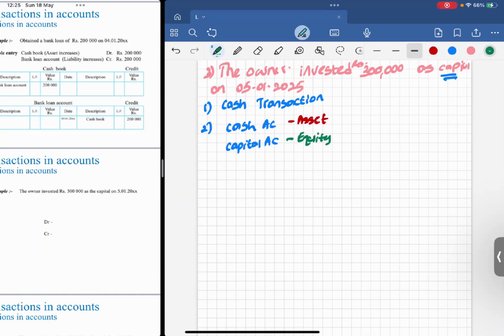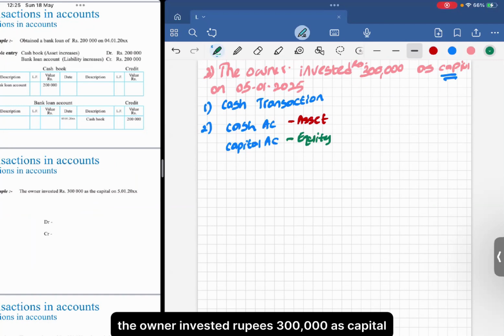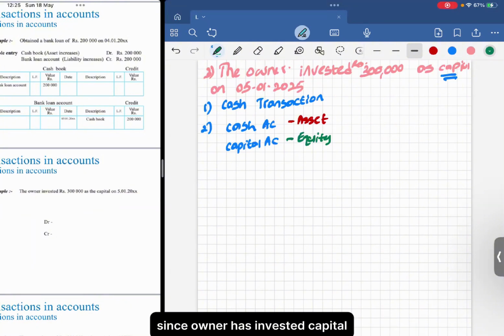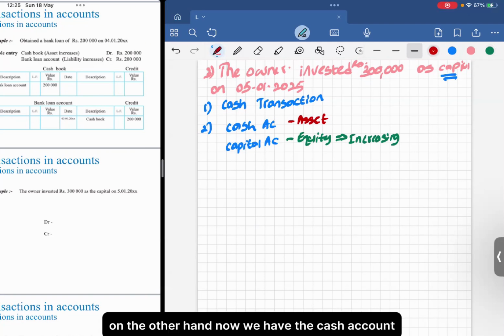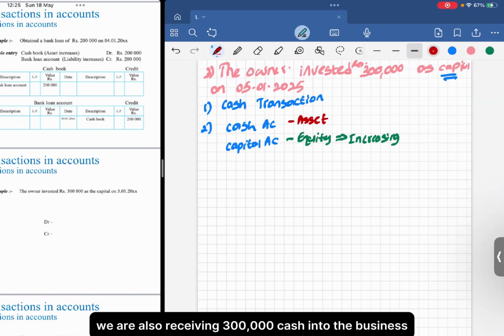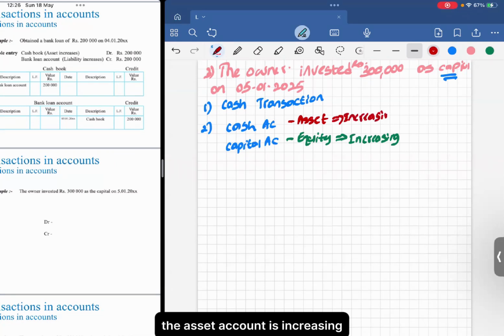The owner invested rupees 300,000 as capital on January 5th. So for the capital account, or the equity account, since the owner has invested capital, equity is increasing. On the other hand, we have the cash account, an asset account. We are receiving the cash. Since the owner is investing capital, we are also receiving 300,000 cash into the business. There, the asset account is increasing.